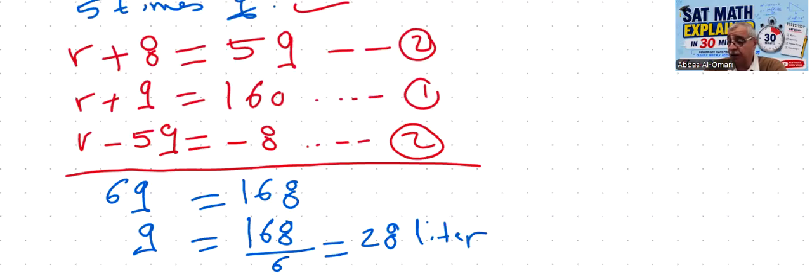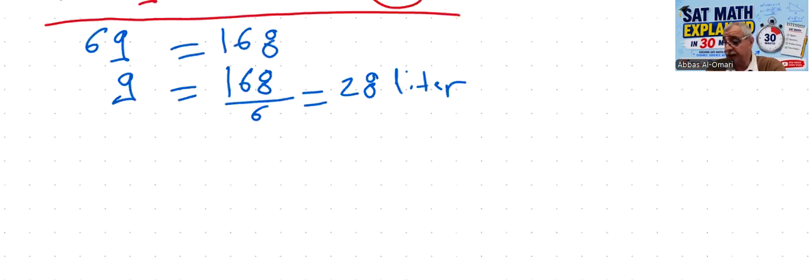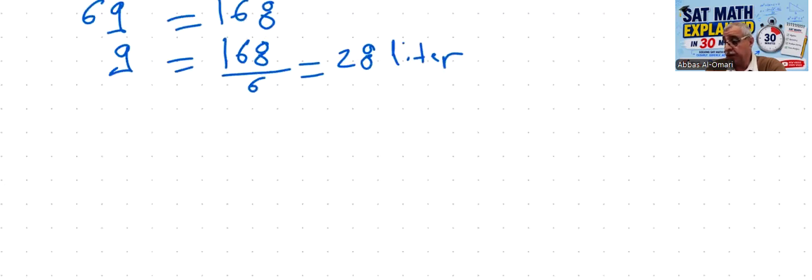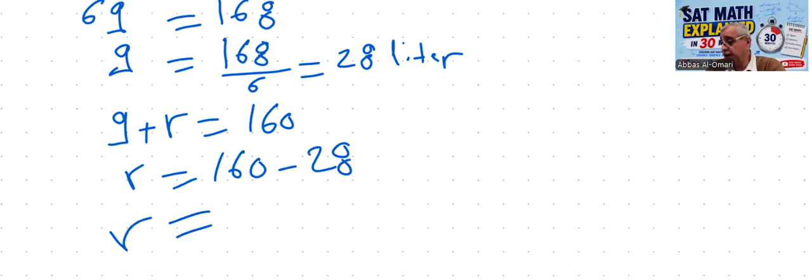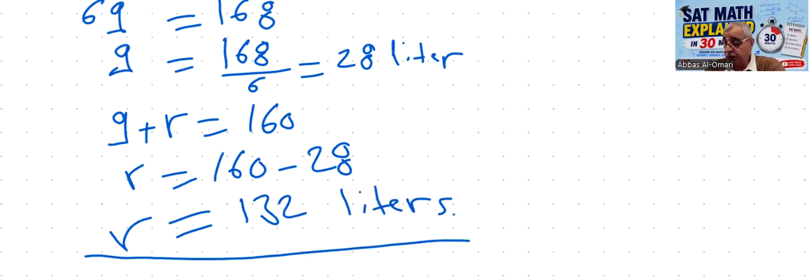And if we also want to know the second container, we have Q plus R equals 160. So R equals 160 minus Q, which is 28, so R equals 132 liters. So now we know how much will be put in each of the containers. One container will include 28 liters, and the other container will include 132 liters.